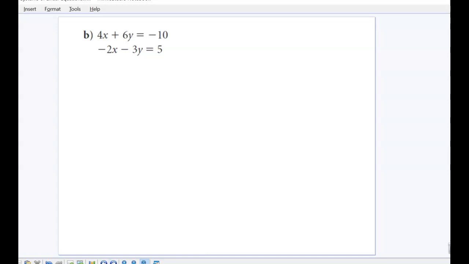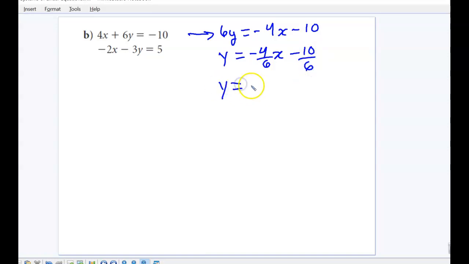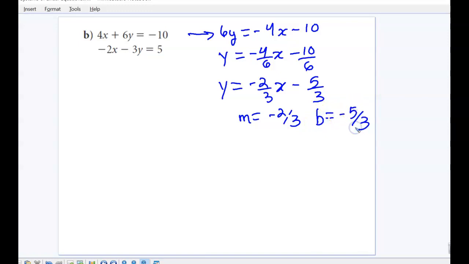Okay, let's take a look at this one. So I'm going to isolate y here again. So 6y is going to be negative 4x minus 10. If I divide everything by 6, and then reduce this, I get negative 2/3 x minus 5/3. So my slope is negative 2/3. My y-intercept is negative 5/3.